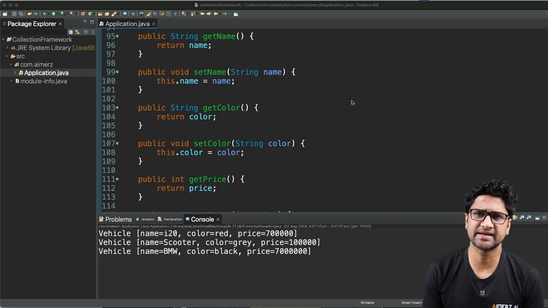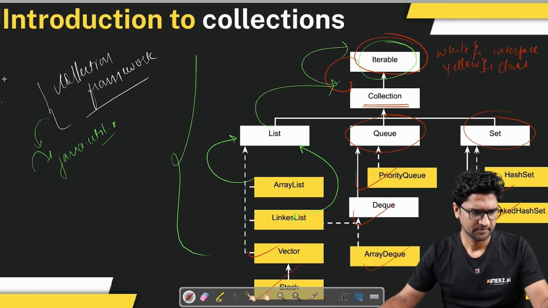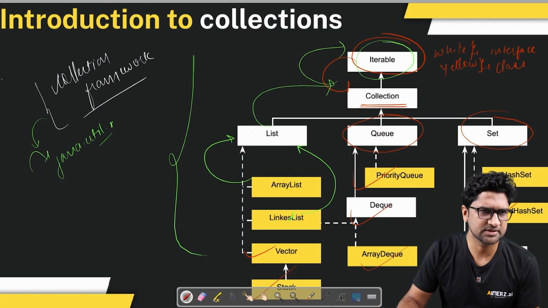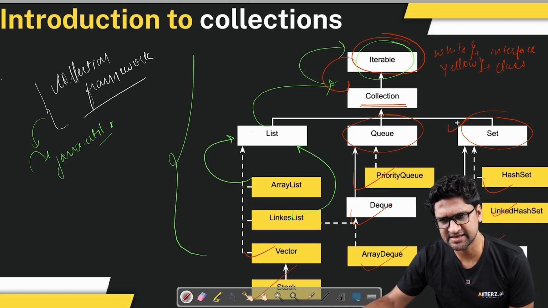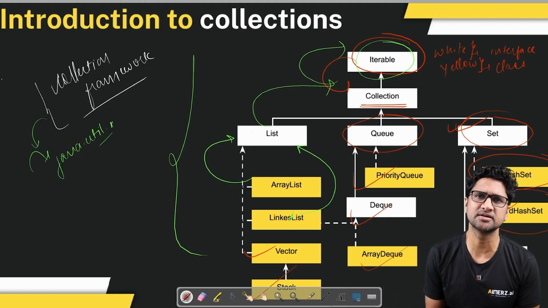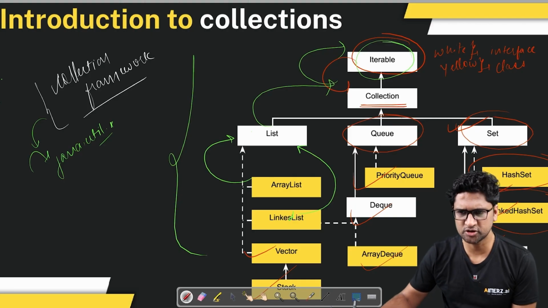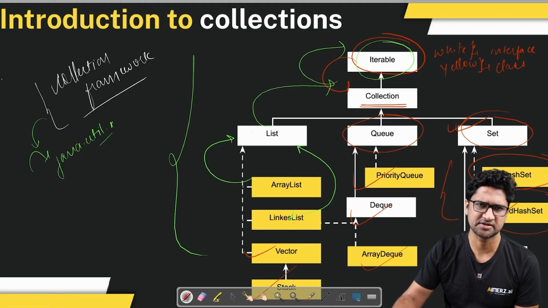Now moving ahead, this second type of a collection which belongs to the family of sets. So for example, if I go back to my previous screen and you see here there's another family of the collection which is set interface, and it has two main implementation, hash set and the linked hash set. There are more, sorted set and the tree set as well. Let's try to focus on these two, hash set and the linked hash set.